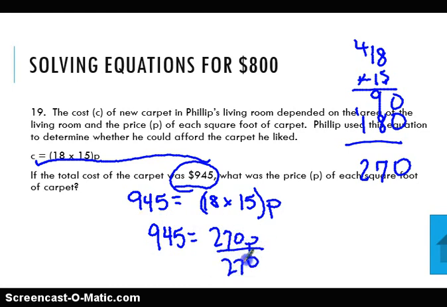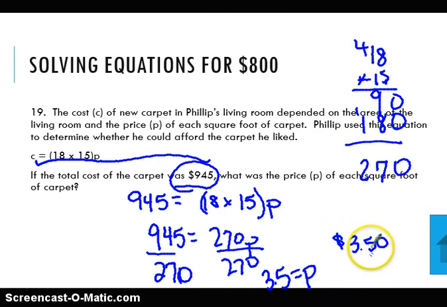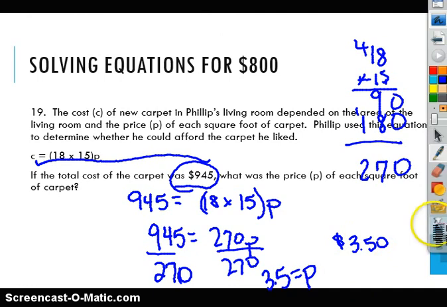Divide both sides by 270, and you will get, I'm running out of room here, 3.5 is equal to p, so that would mean that he paid $3.50 for each square foot of carpet.